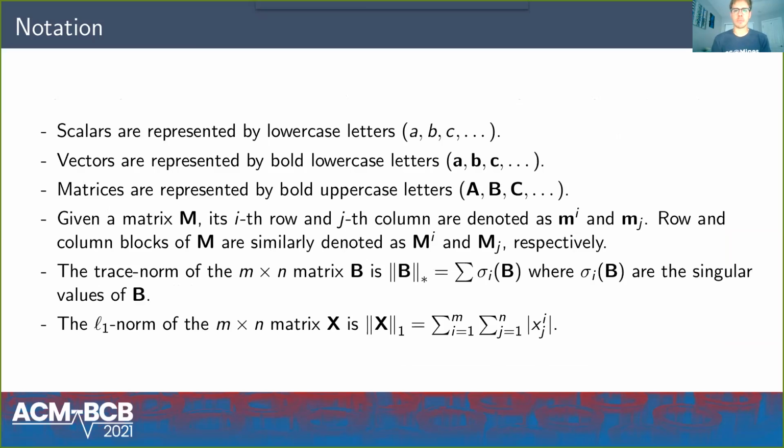The trace norm of the matrix B is defined as the sum of singular values of that matrix B. The L1 norm of the matrix X is the sum of the absolute value of its entries.